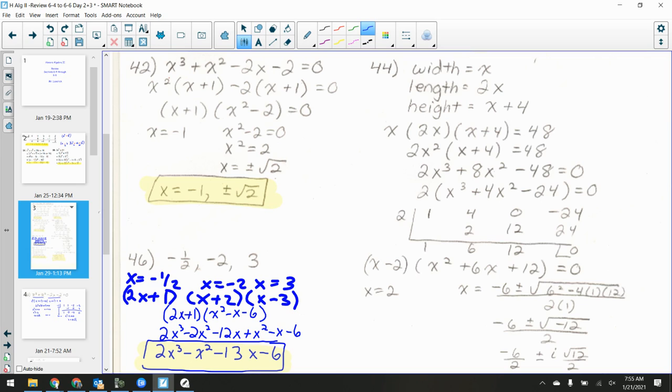Okay, so we did 42. Number 44, it looks like the width is x, the length is 2x, and the height is x plus 4. To find the volume of the box, you set the product all equal to 48. X times 2x is 2x squared, times x plus 4 is 2x to the third plus 8x squared. Then you subtract over the 48 to get 2x cubed plus 8x squared minus 48. You factor out the 2.